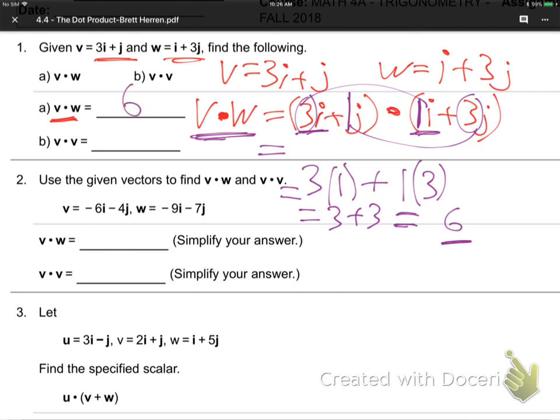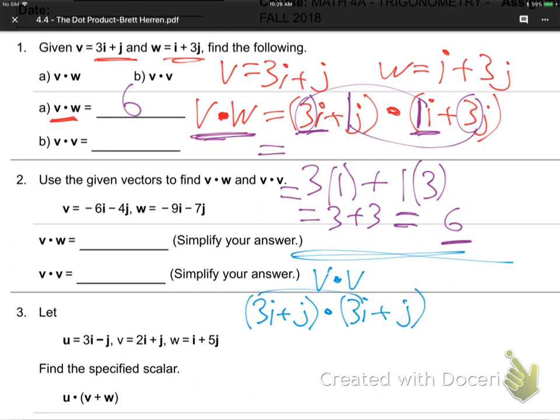Let's do the next one. So part B, they want you to do vector v dotted with vector v. Can you do that? Dot v with itself. You just go the i times the i, the j times the j, add them up, and like Kevin said, you drop the i's and the j's. It's just the numbers. So take vector v, 3i plus j, dotted with vector v, 3i plus j. So you just go 3 times 3, plus 1 times 1, 9 plus 1, 10. Done.